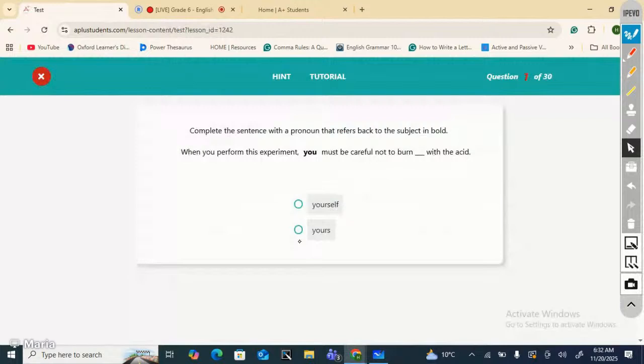Complete the sentence with a pronoun that refers back to the subject in bold. Now, the subject is mentioned in bold. You have to select the pronoun that refers back to this subject. When you perform this experiment, you must be careful not to burn blank with the acid, yourself or yours.